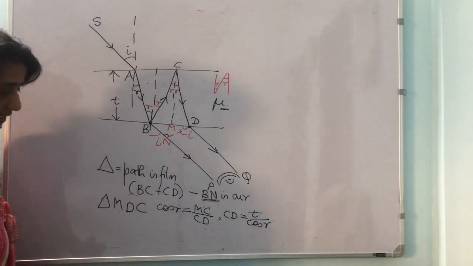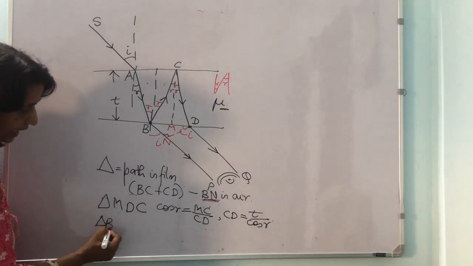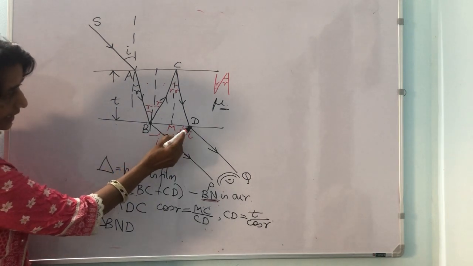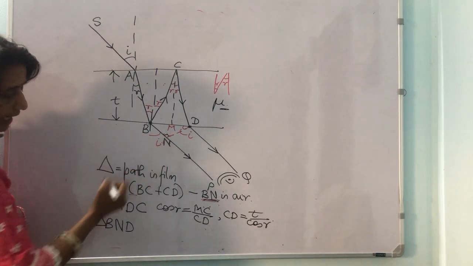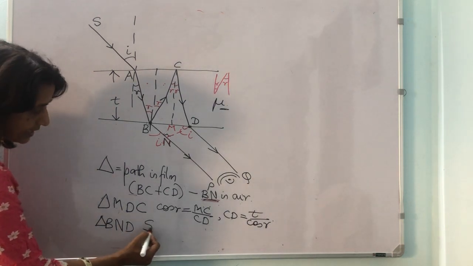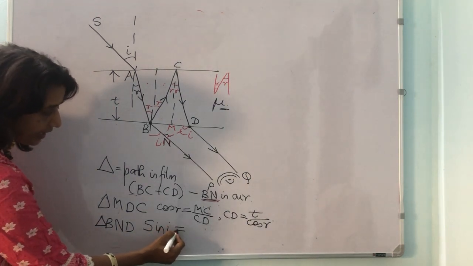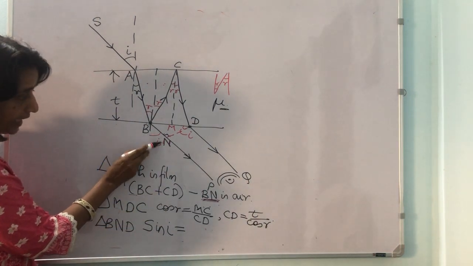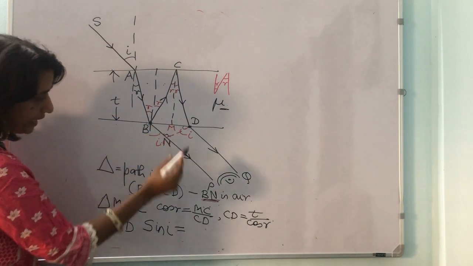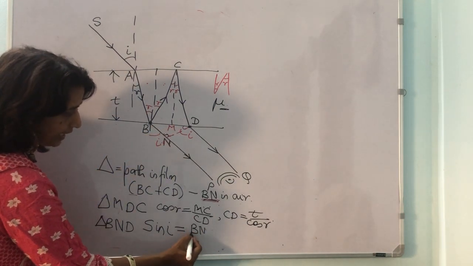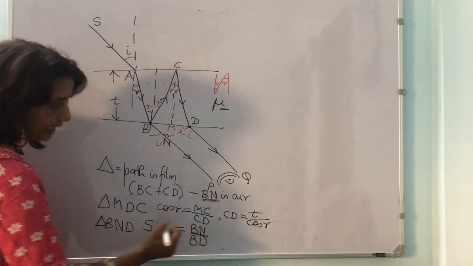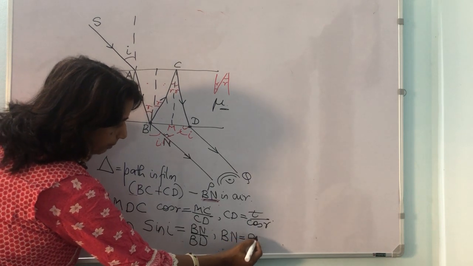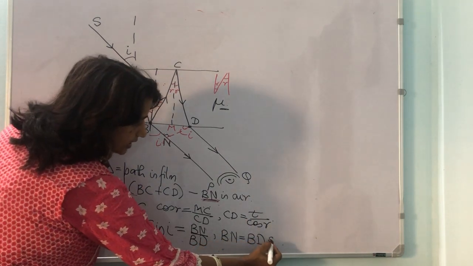Now next, triangle BND. Where is BND? BND, here, this N. In triangle BND we take sine I, that is perpendicular upon hypotenuse. That means BN upon BD. So it implies BN is equal to BD into sine I.